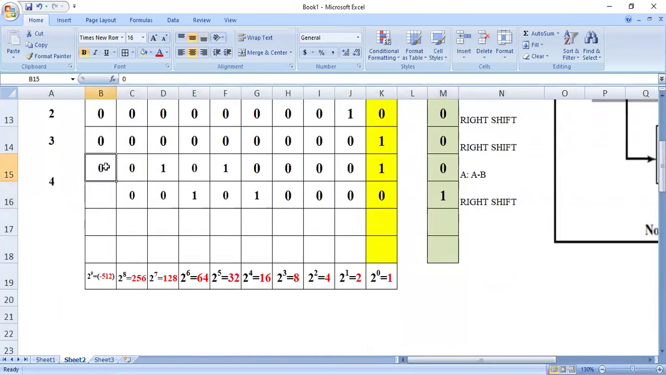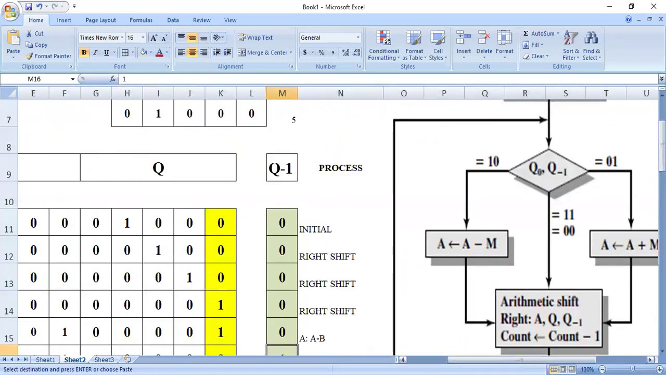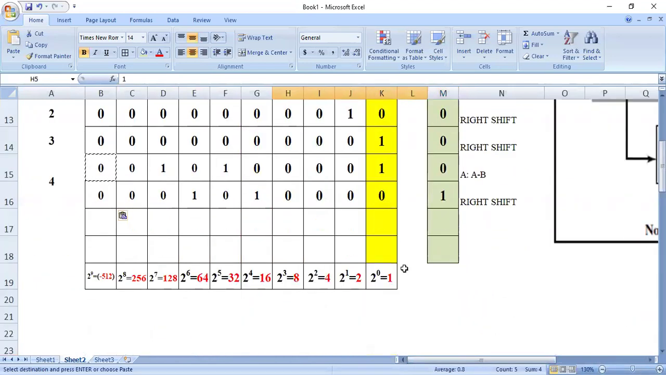So this A value is empty, so I fill it using the same value of MSB. Now check the value for Q0 and Q minus 1. It's 0 and 1. If it is 0 and 1, we have to perform A plus B. A plus B in the sense of the normal value, 11011. So what is the value for A here? The value for A is 0, 0, 0, 1, 0. And what is the B value here?